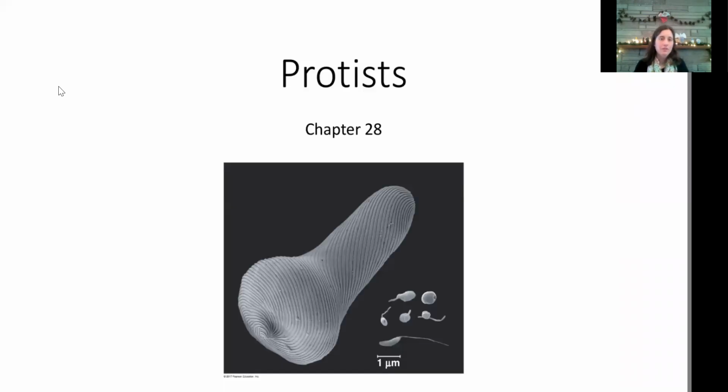Okay, so this is chapter 28. So chapter 28, we've covered 2 domains. We've talked about the domain bacteria and the domain archaea. We're heading into the domain eukarya, and that's where we're going to spend the rest of the semester.